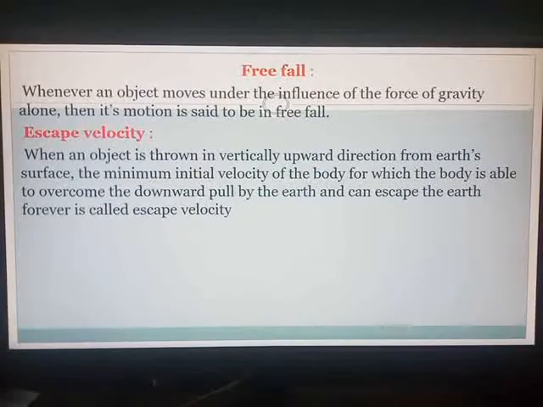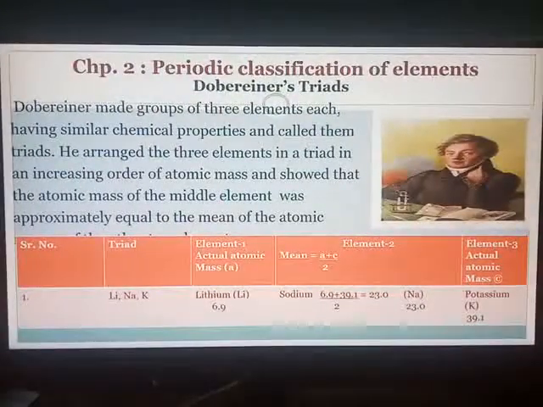So now we start with the revision for chapter number 2, that is periodic classification of elements. Here in the beginning you have two different laws, that is one is Dobereiner's law of triads and second is Newlands' law of octaves. So let us begin with the first law, that is Dobereiner's triads. As I have told you, what do you mean by triad? 3. So why the name was given as triads?